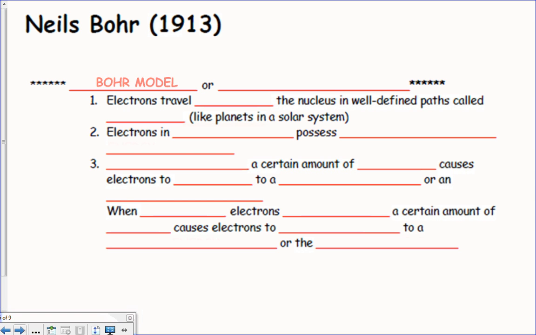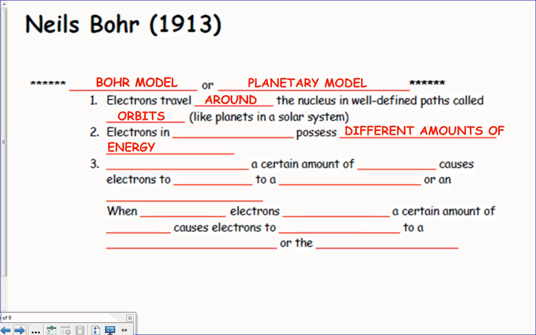All right, on to Niels Bohr, 1913. The famous Bohr model, which we will get into later in the unit, or the planetary model. He discovered that electrons travel around the nucleus in these well-defined paths called orbitals, okay? Just like the planets. The electrons are in different orbitals, possess different amounts of energy.